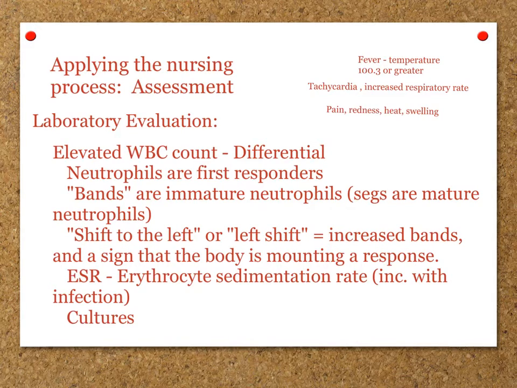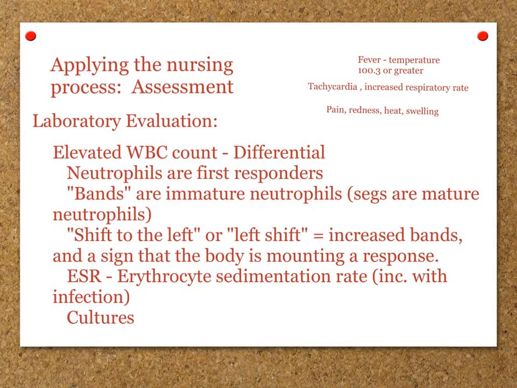So what happens in an infection is that the body sends the white cells that are in circulation to the site or source of the infection first. Then the bone marrow says, hey, I think we need more of these guys, and it starts cranking out these little baby neutrophils. They're still bands. So when your ratio of bands to segs is high, you have more babies than grown-ups, it means the body's mounting a response. And we call that a shift to the left or a left shift.